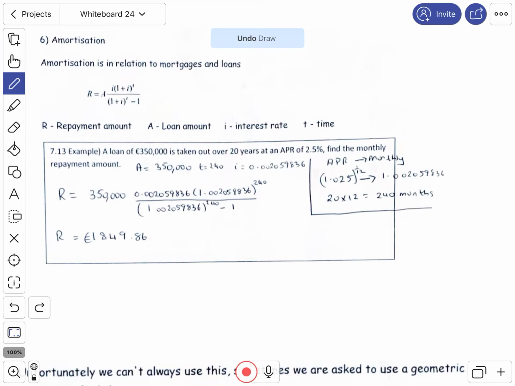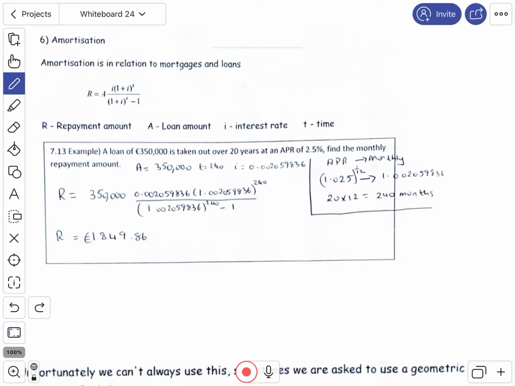We're looking for how much the monthly repayment is. So I'm looking for the R value. 350,000 goes in. I put in my interest value, the interest value without the 1, because that's the I value. The 1 plus the I is the whole amount. The power of 240 is just the time, all over 1 plus my interest again to the power of 240 minus 1. And I get this value here. Nice, kind of handy question to use.